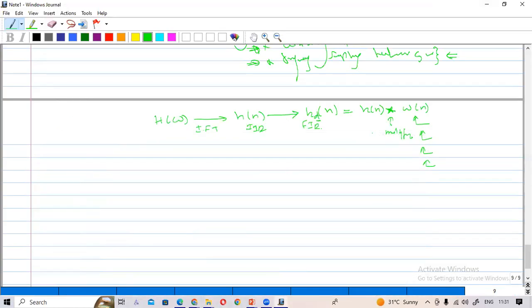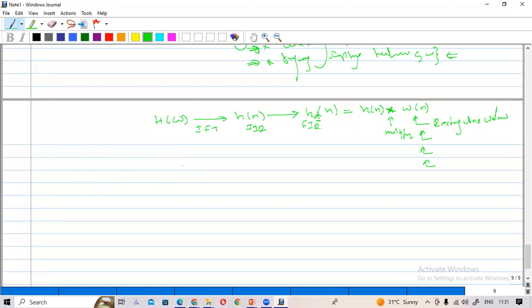As I told you, the most fundamental windowing function is the rectangular window. That is very simple. Let's say that it is somewhat like this.